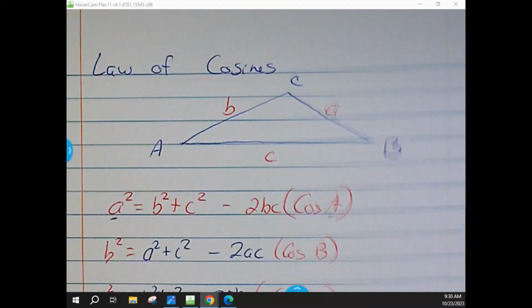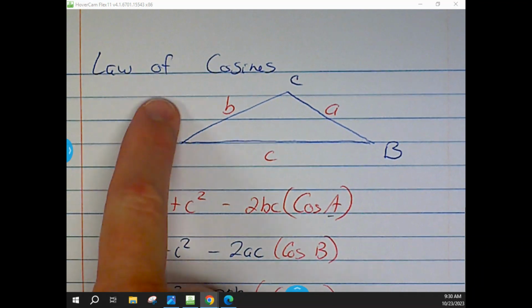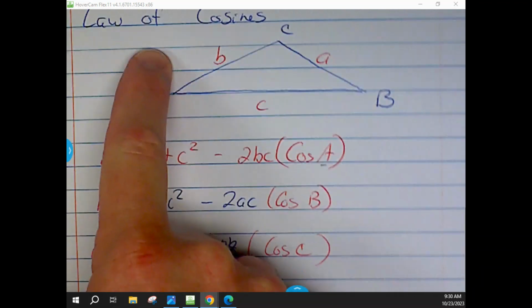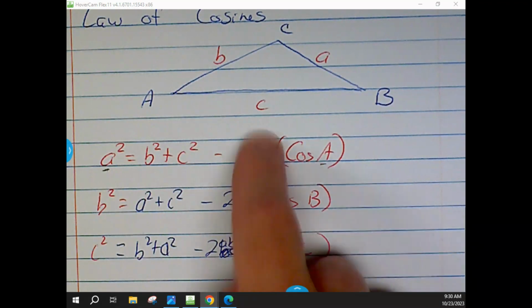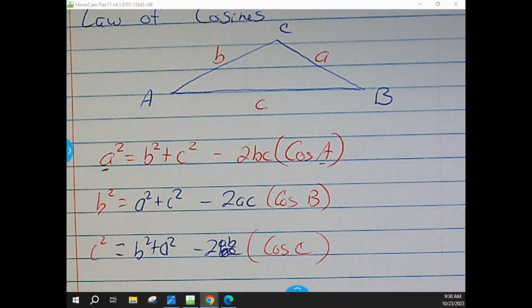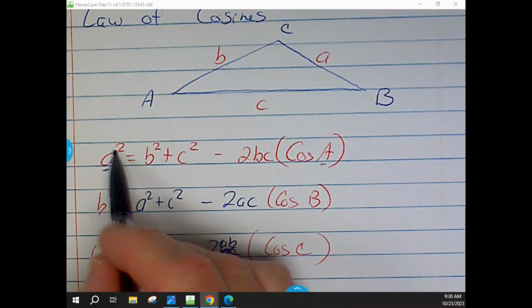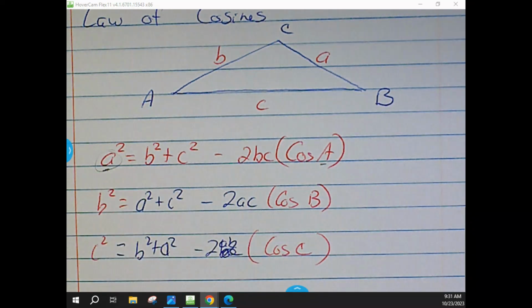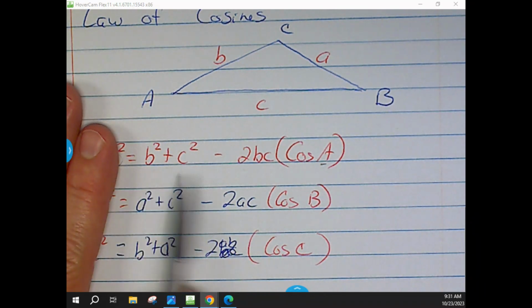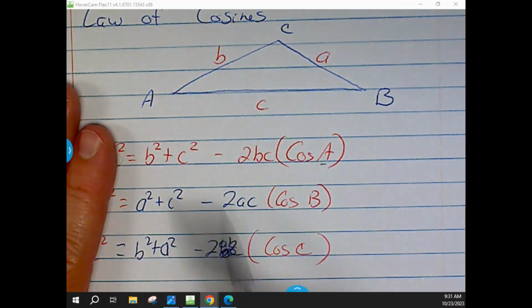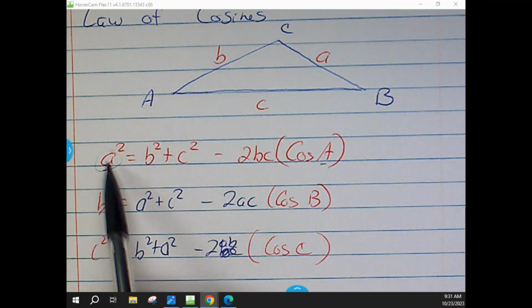Now, they will pretty much say use the law of cosines, and it's just a matter of which one of these 3 you need to use. If they ask you to find side A, you're using this formula, because you should be given B, C, and this angle for this part over here. Whatever 3 pieces they give you, that tells you which formula to use. The missing side is always going to be your variable.